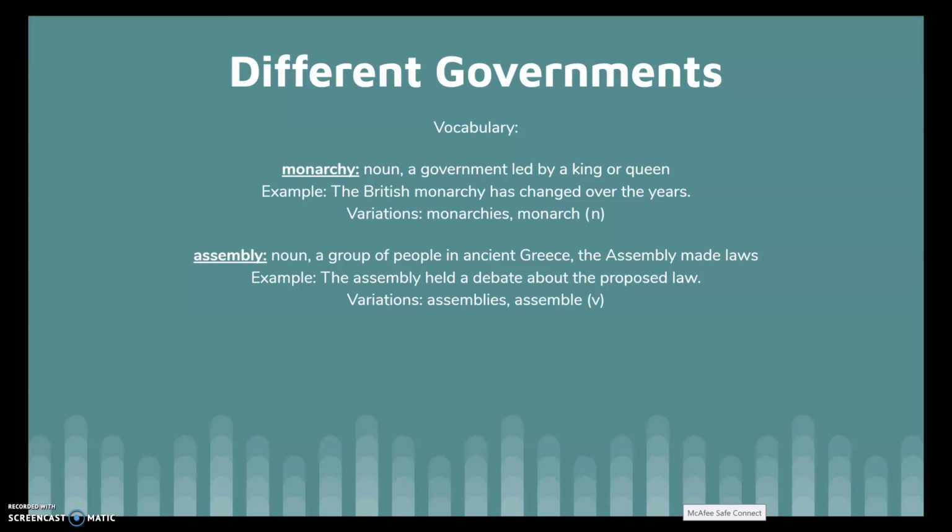Assembly, noun. A group of people. In ancient Greece, the assembly made laws. So the assembly held a debate about the proposed law. This would be like our city council or our state senate or House of Representatives or Congress. This assembly is a group of people that comes together to make those laws.